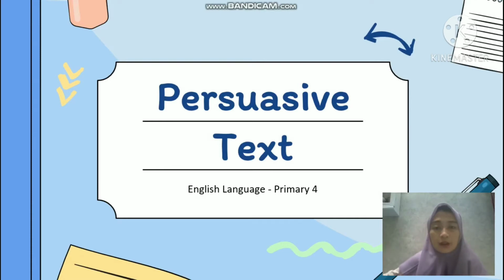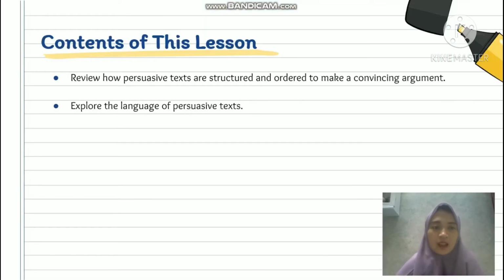studying the persuasive text again for the second meeting. Two days ago in the previous meeting you learned the introduction, right? So the content of this lesson is first to review how persuasive texts are structured and ordered to make a convincing argument. In the previous meeting you read and also did an exercise about the persuasive text. We are going to review and discuss it first, and after that we are going to explore the language of persuasive text.